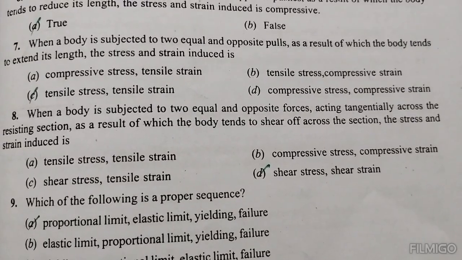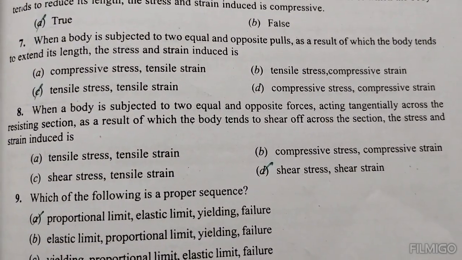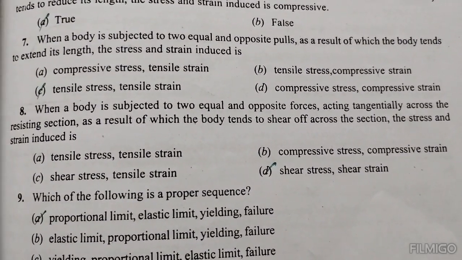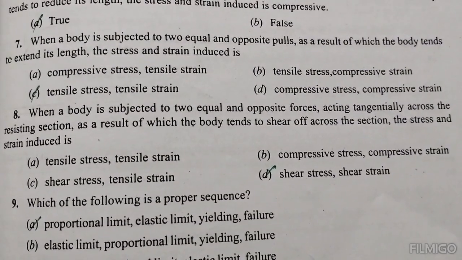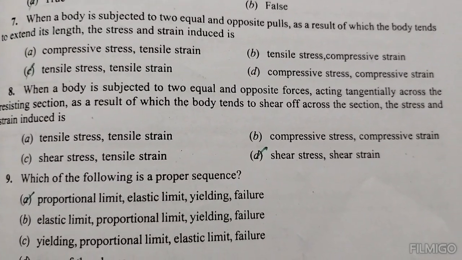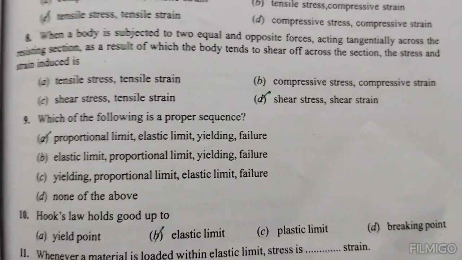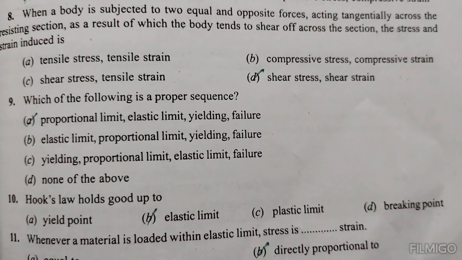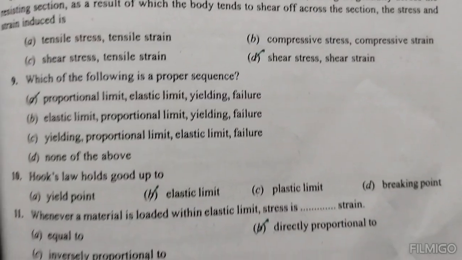When a body is subjected to two equal and opposite forces acting tangentially across the resisting section, as a result of which the body tends to shear off across the section, the stress and strain induced are shear stress and shear strain. Which of the following is the proper sequence? Proportional limit, elastic limit, yielding, failure.